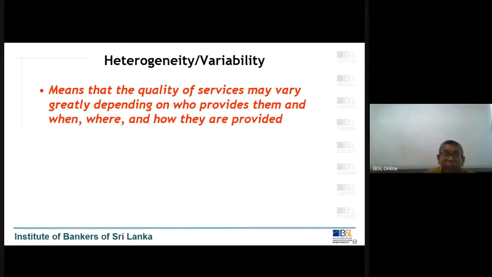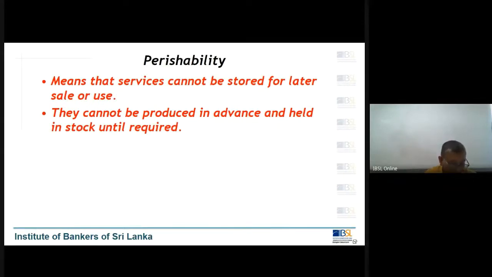So because of the service nature, heterogeneity nature, right? That's the third characteristic. And the fourth characteristic is perishability. So what do you mean by perishability? Perishability means the services cannot be stored for later use or use on a future day.